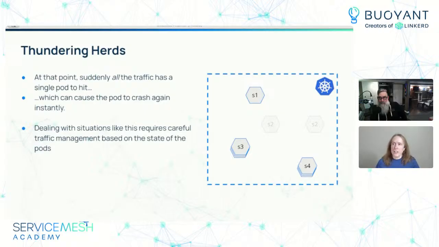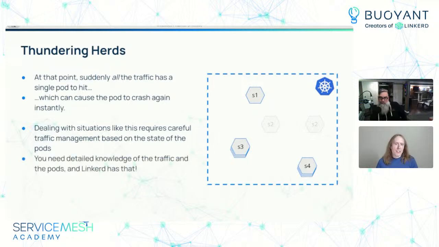Dealing with all these things requires that you carefully manage your traffic based on the state of the pods that are part of your mesh. And in turn, that requires detailed knowledge both of the traffic and of the state of the pods. Service meshes like Linkerd are in a great position to have all of this stuff. Without it, it can be very, very difficult to manage.